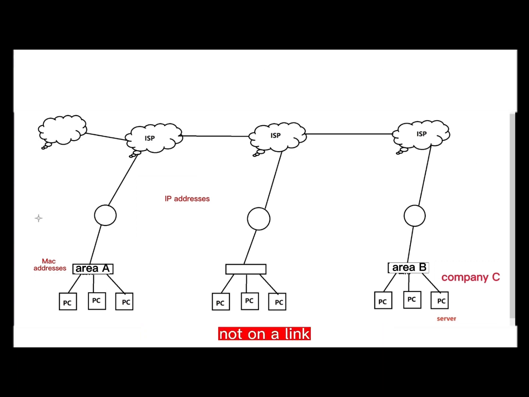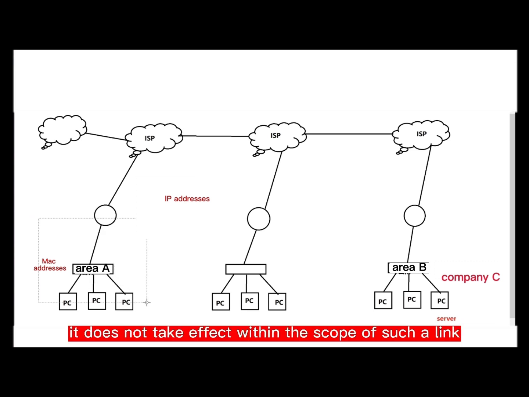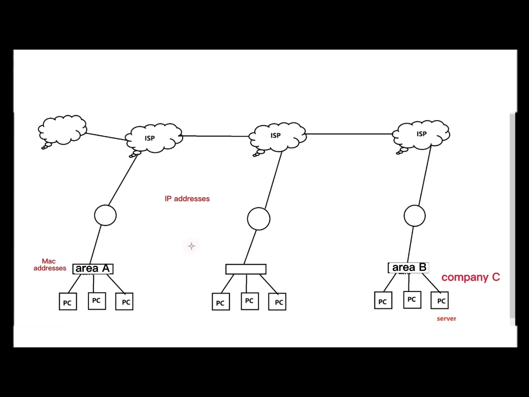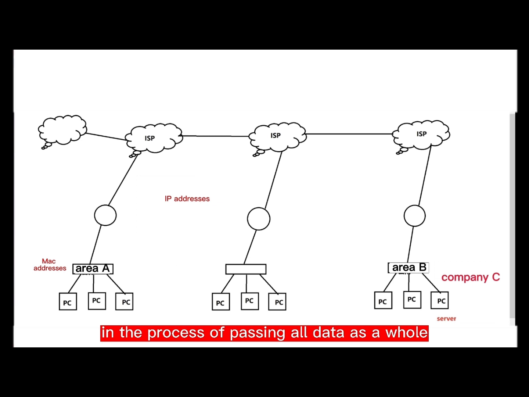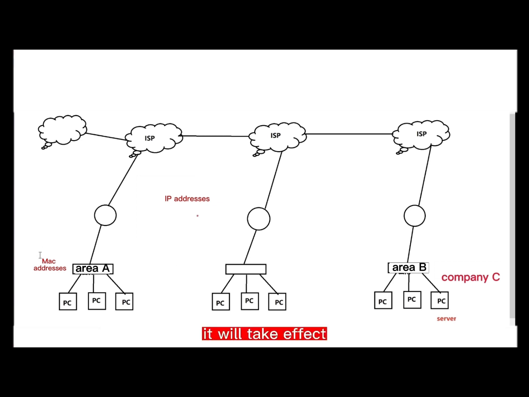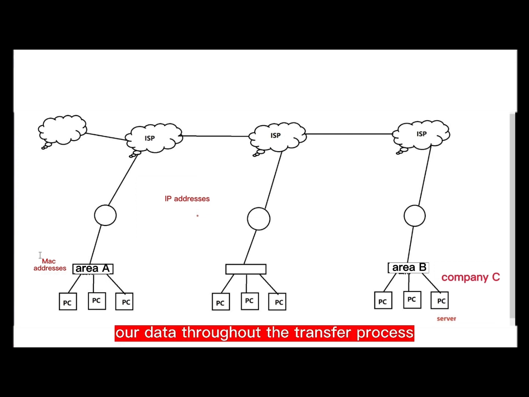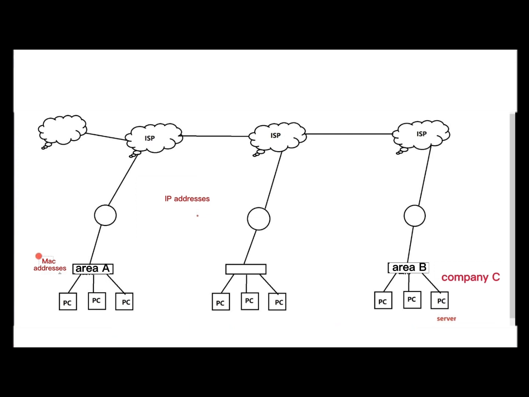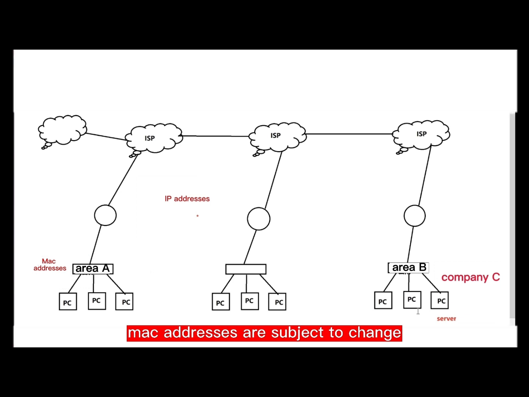So for IP addresses, the scope in which it takes effect is not on a link. It does not take effect within the scope of such a link. Rather, it takes effect in the process of passing all data as a whole. But for our MAC address, throughout the data transfer process, MAC addresses are subject to change.